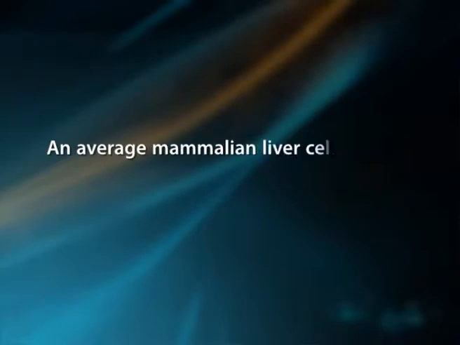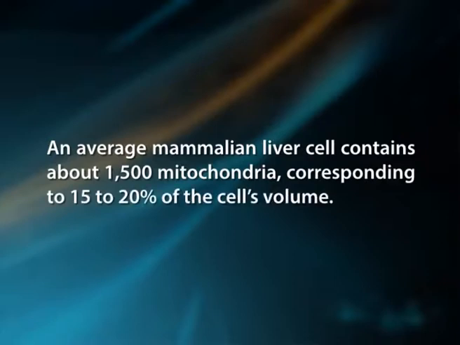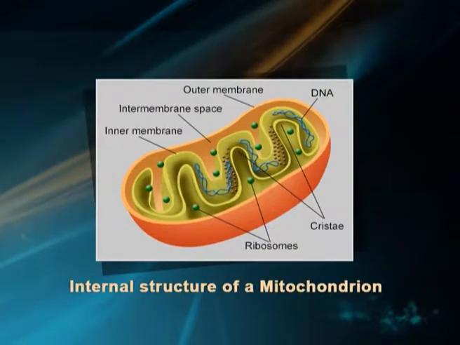An average mammalian liver cell contains about 1500 mitochondria, corresponding to 15 to 20% of the cell's volume. Mitochondria are even more numerous in muscle cells, which require large amounts of ATP to fuel their contraction. A particularly striking arrangement of mitochondria occurs in sperm cells, where they are located in the cell's mid-piece just behind the nucleus. The movements of the sperm are powered by ATP produced in these mitochondria. Mitochondria are also prominent in many plant cells where they are the primary suppliers of ATP in non-photosynthetic tissues as well as a source of ATP in photosynthetic leaf cells during periods of darkness.